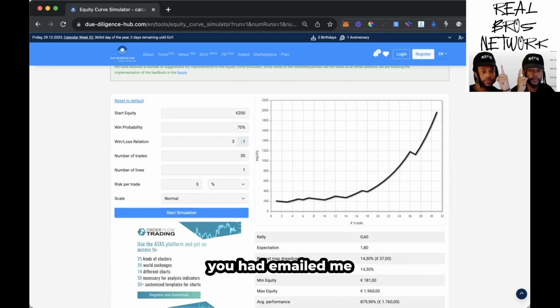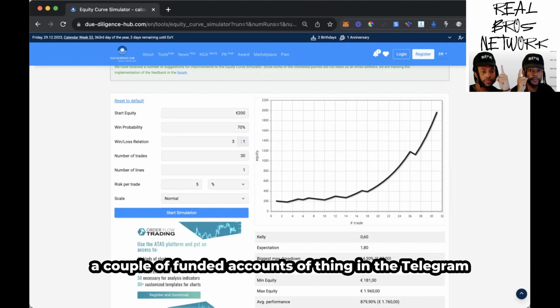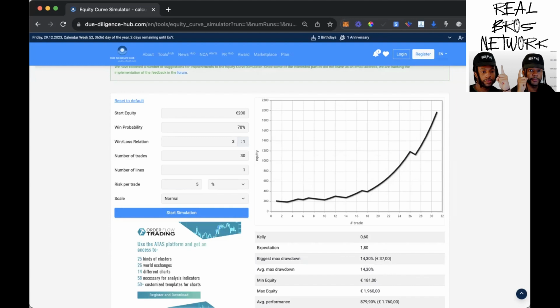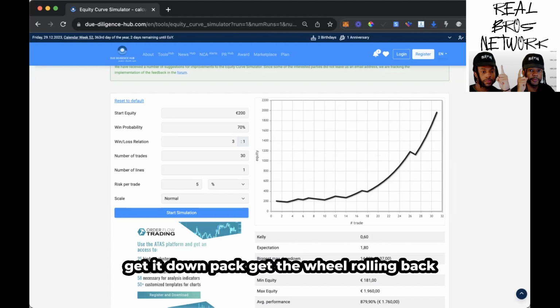Yep. Originally, you had emailed me a couple of funded accounts, I think, in the Telegram that you use. So yeah, once I get the indicators, get it down pat, get the wheel rolling.